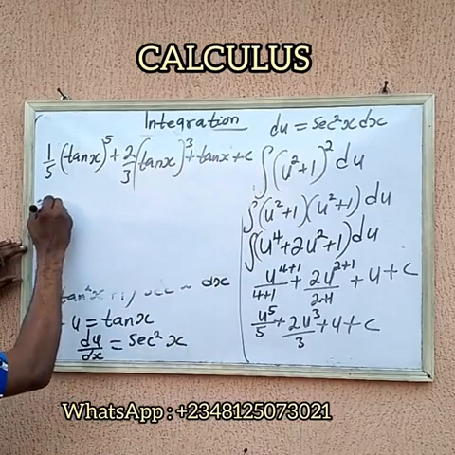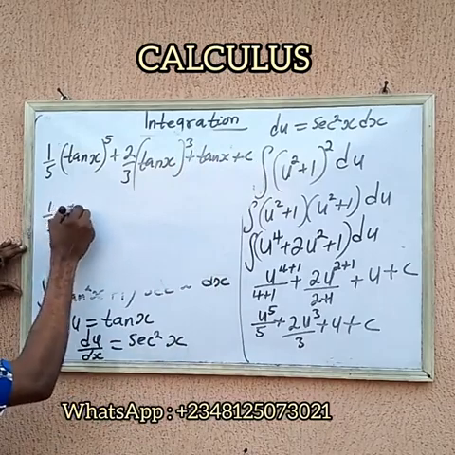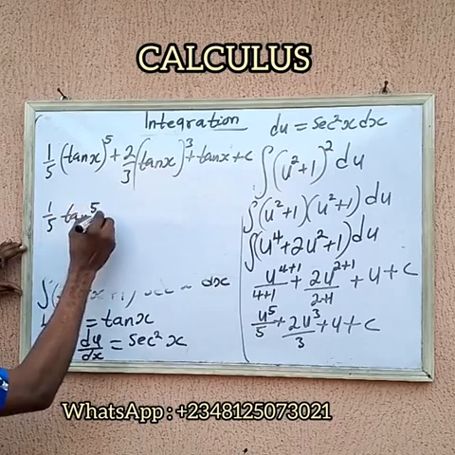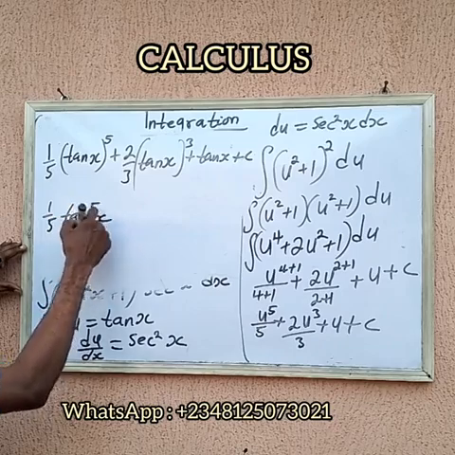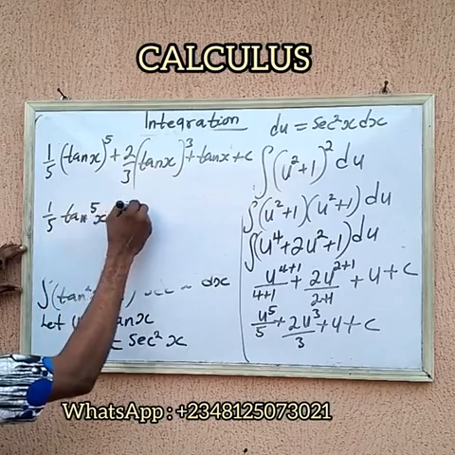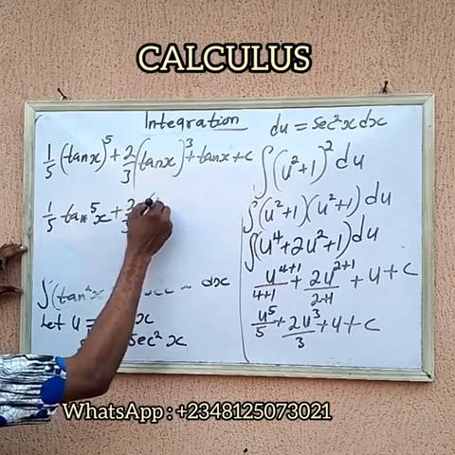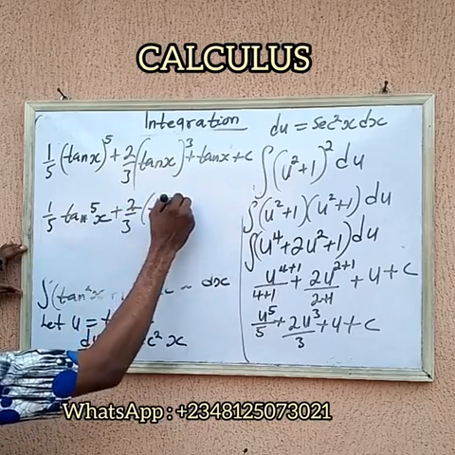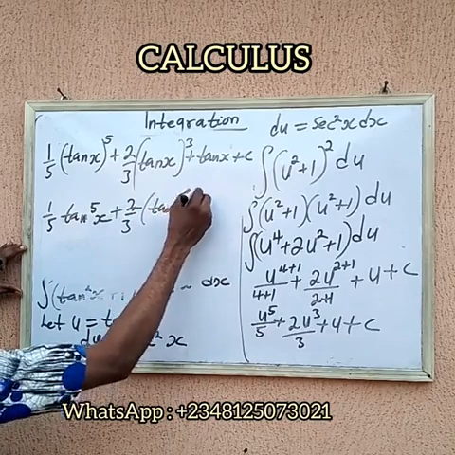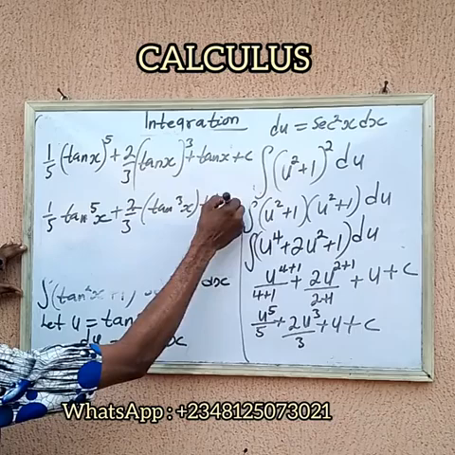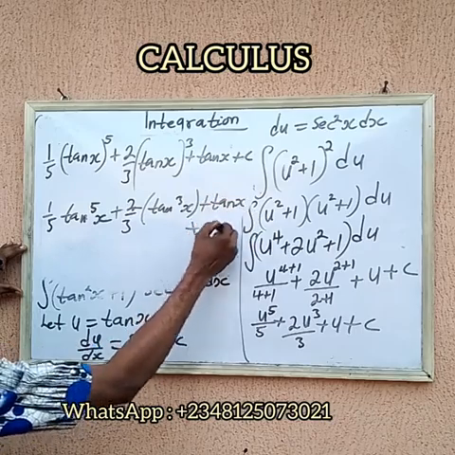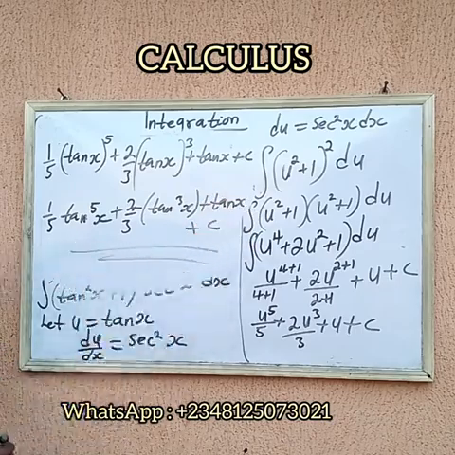So 1 over 5 tan x to the power of 5, plus 2 over 3 tan cube of x, plus tan x plus C. This is the final answer.